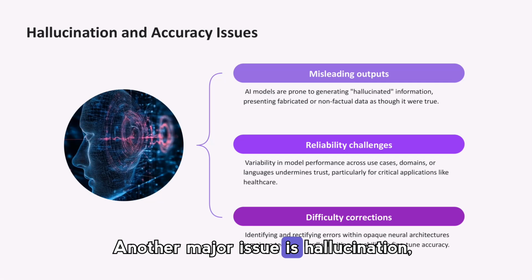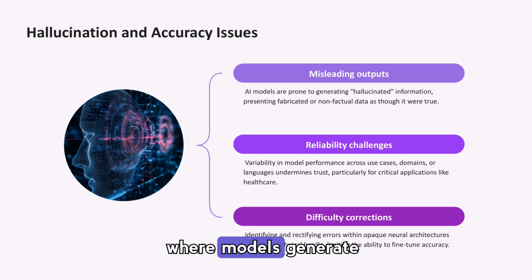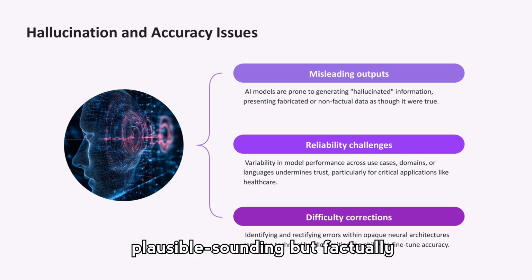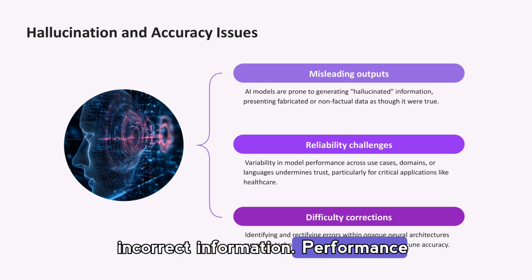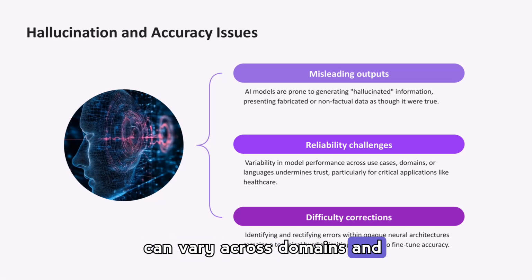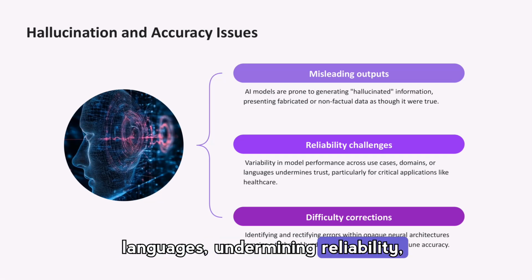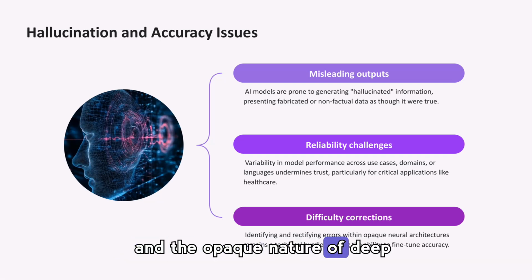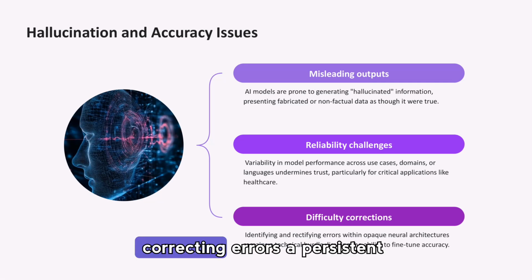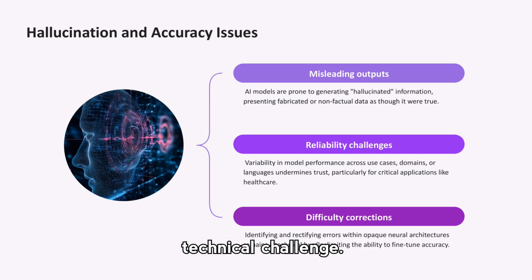Another major issue is hallucination, where models generate plausible-sounding but factually incorrect information. Performance can vary across domains and languages, undermining reliability, and the opaque nature of deep models makes identifying and correcting errors a persistent technical challenge.